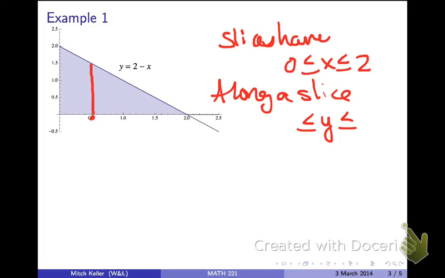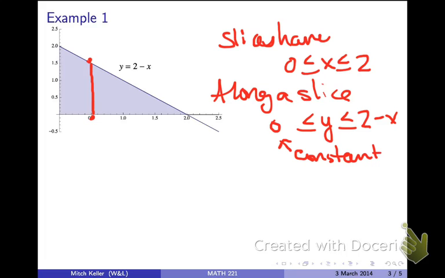Well, for every single slice, the bottom end of the slice is the constant 0. The top end of the slice, however, depends on where the slice is. Way over at the left, the top end of the slice is 2. As we get further over, it gets lower and lower, and way over at the right end of that triangular region, the top end is actually 0. But everywhere along there, it's really 2 minus x that tells you the top end of the slice.